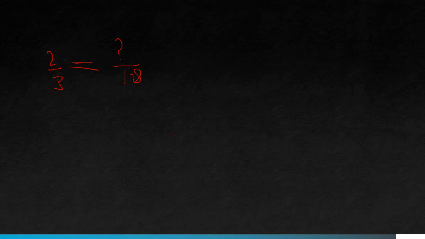Since we do not know what is over here, we can assume this is x. Okay, and then we can do the cross multiplication. So 3 into x is equal to 3x, is equal to 18 into 2, 36, right? So hence x is equal to 36 divided by 3. So it will be 12. 12 will be your answer.